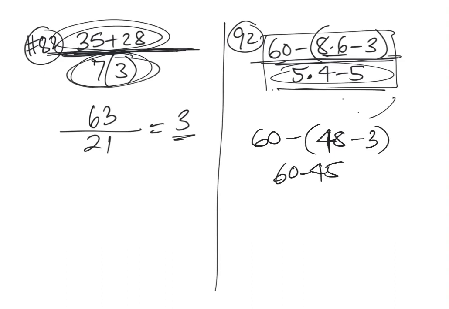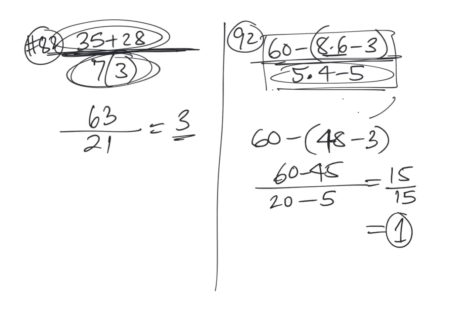So 60 minus 45 divided by 5 times 4, which is 20, minus 5. 60 minus 45 is 15. 20 minus 5 is 15. 15 over 15 is 1. That's how we do number 92. So please remember, in number 82, we took care of the numerator first, and we divided that by 21. In 92, we took care of the numerator, and then the denominator, eventually also using PEMDAS.